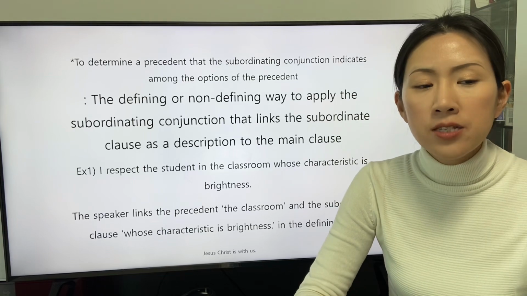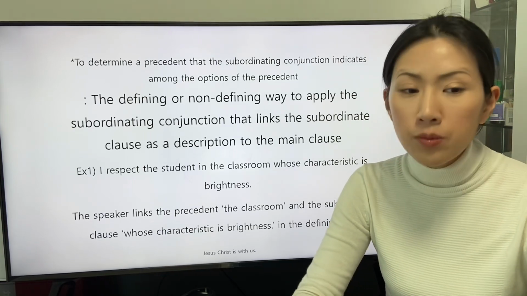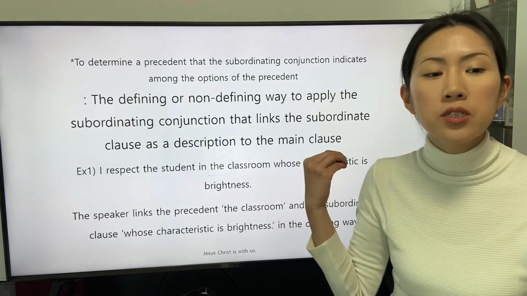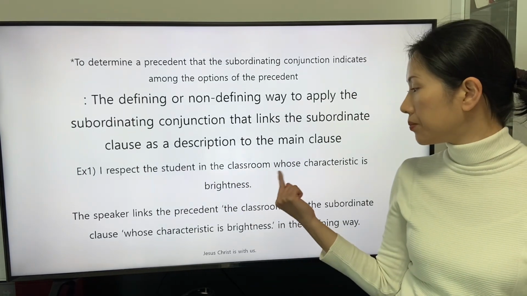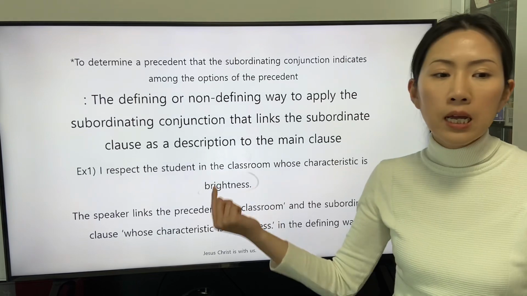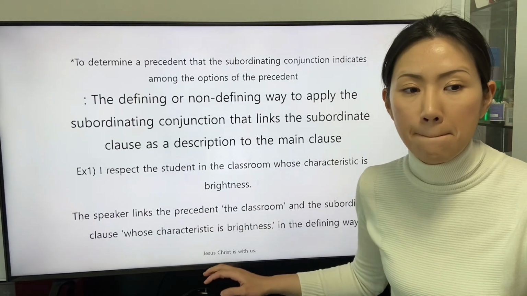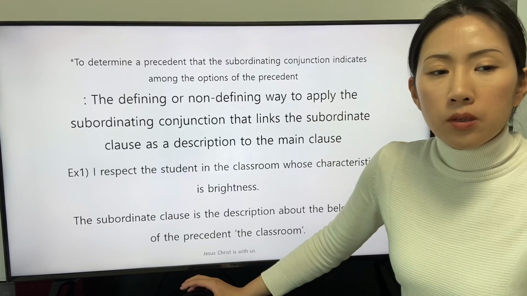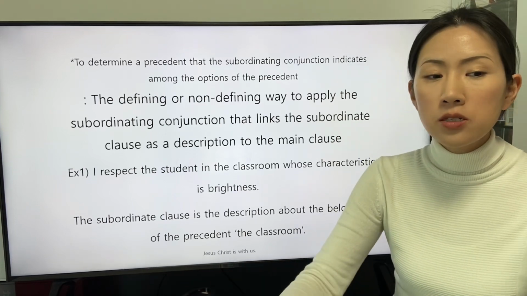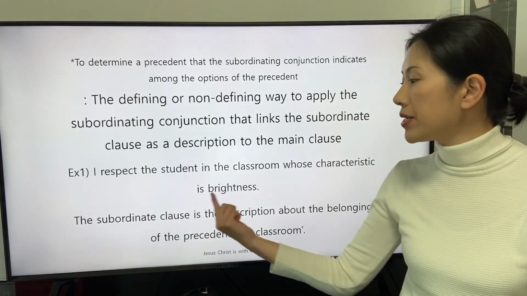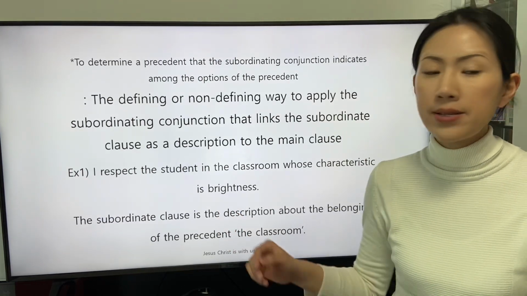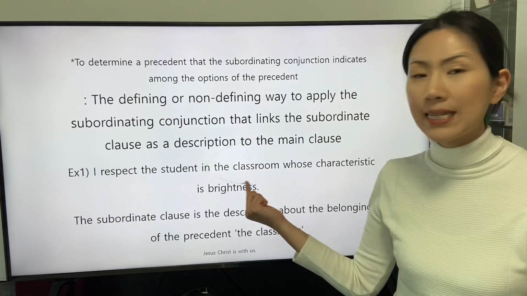The speaker links the precedent, the classroom, and the subordinate clause whose characteristic is brightness in the defining way. The subordinate clause whose characteristic is brightness is the description about the belonging of the precedent, the classroom.